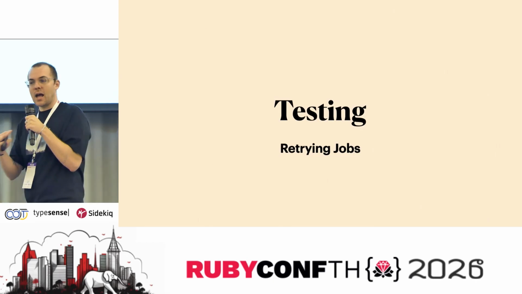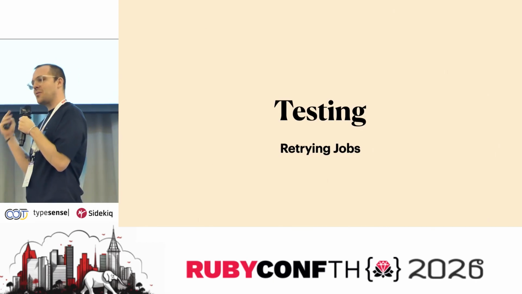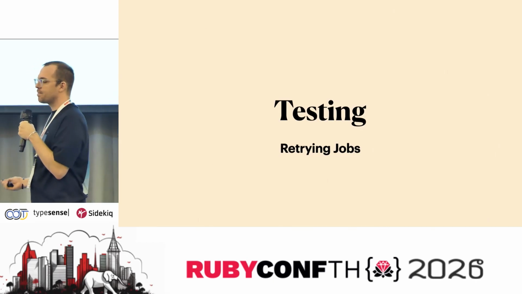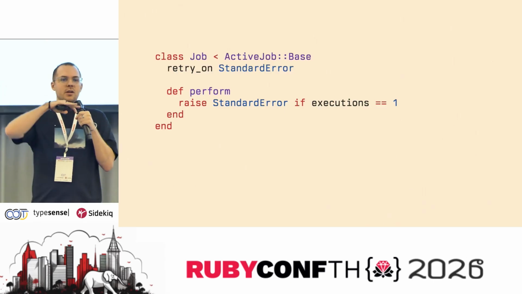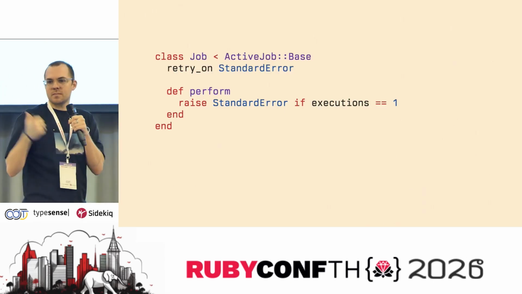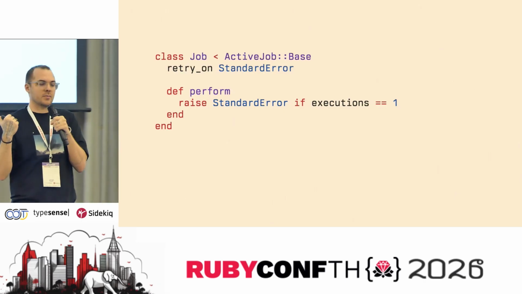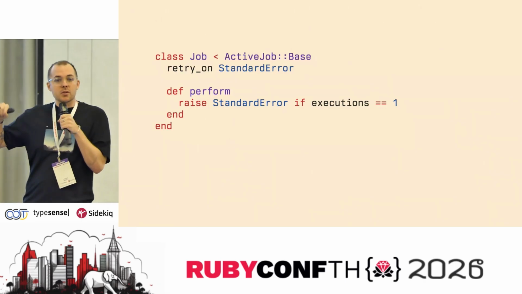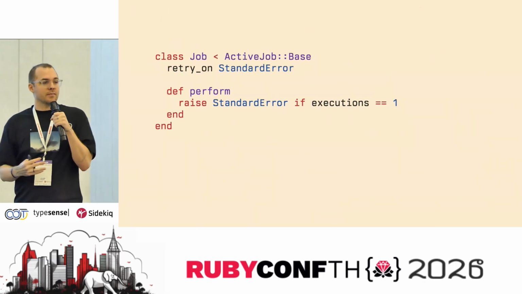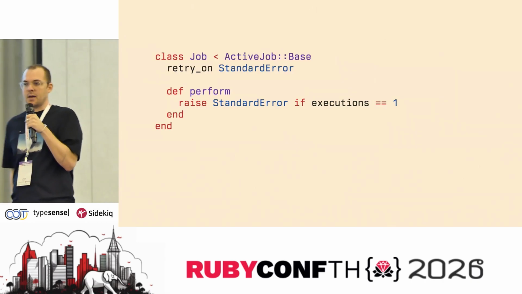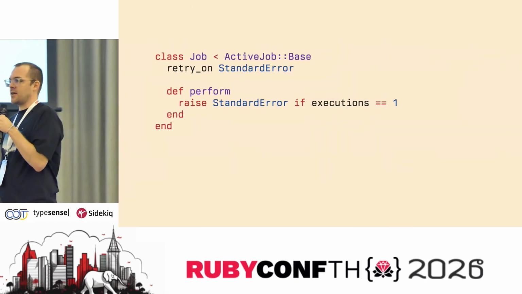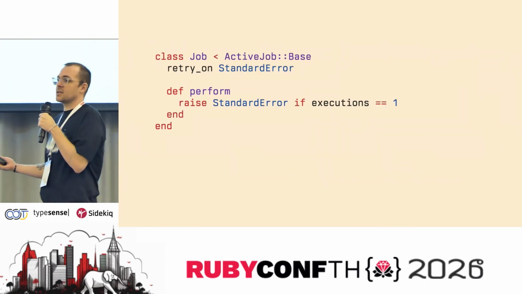I want to have a job retry, and I want to test it in my CI. So let's imagine an incredibly stupid job. I've written one. This is a gift of mine, actually. I'm very good at writing stupid jobs. So this is a job that's going to fail the first time we run it and succeed the second time we run it. All right, so how might we test this?